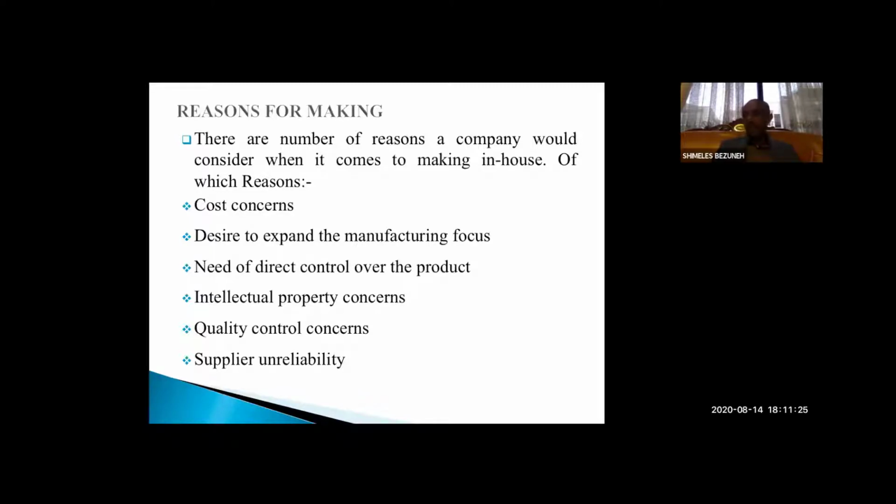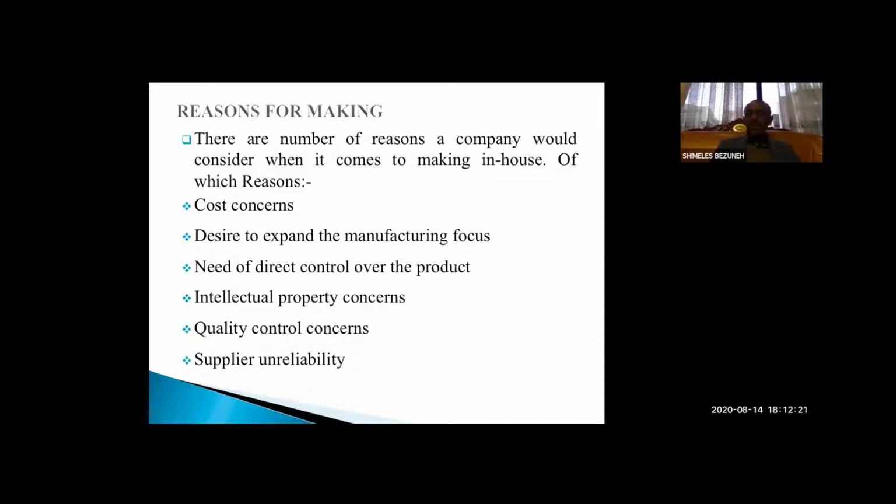Some companies may prefer making to buying, but when they prefer making, what are the reasons behind it? There are a number of reasons a company considers when it comes to making in-house. The first one is cost concerns. If making costs less than buying, it means buying costs higher than making, so the company prefers making. This is one of the reasons. The other is the desire to expand the manufacturing focus. If the company is already manufacturing in-house, and they have the desire to expand more, they prefer making instead of buying.